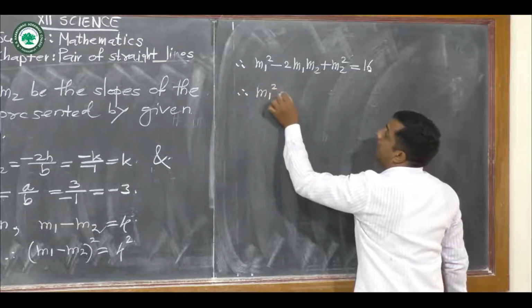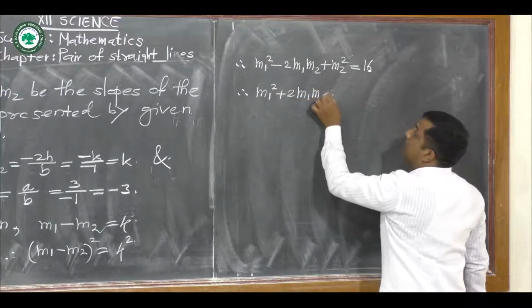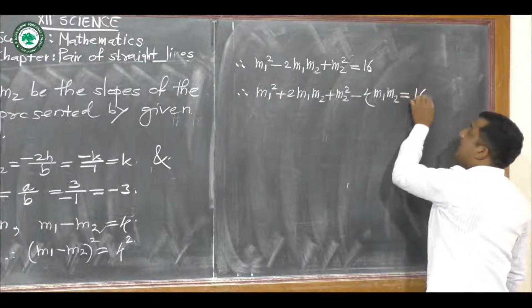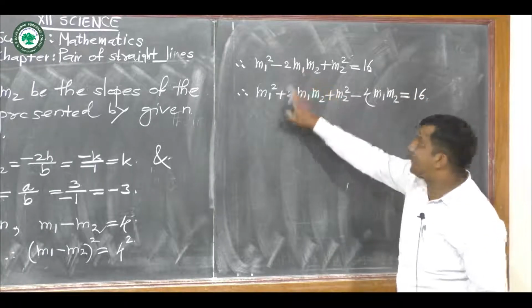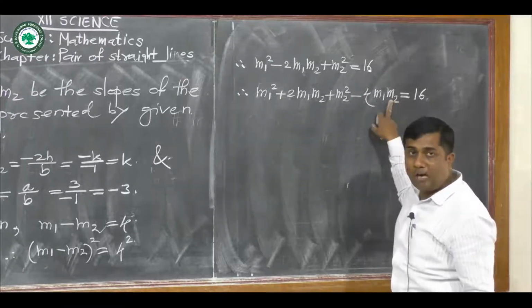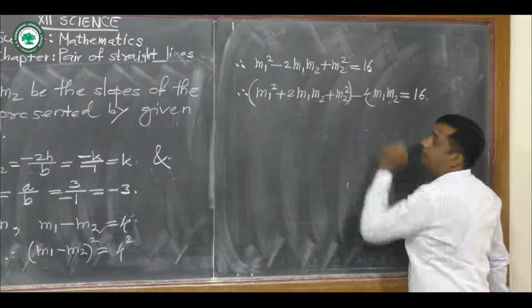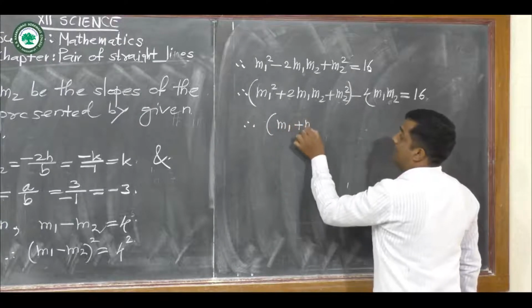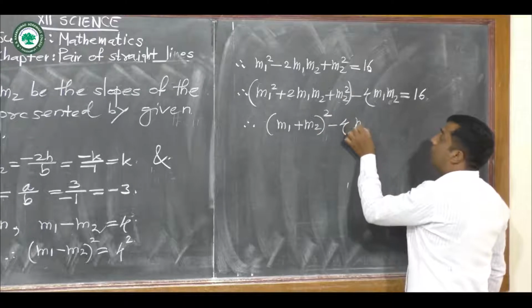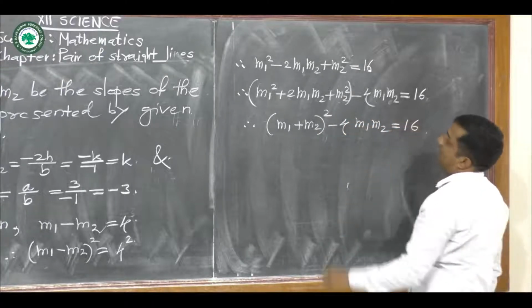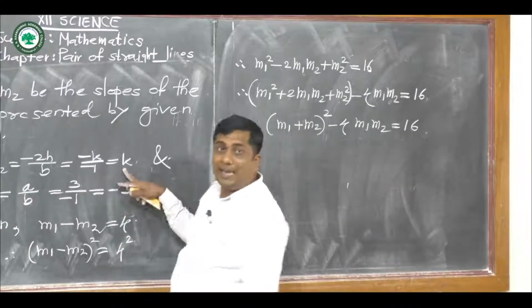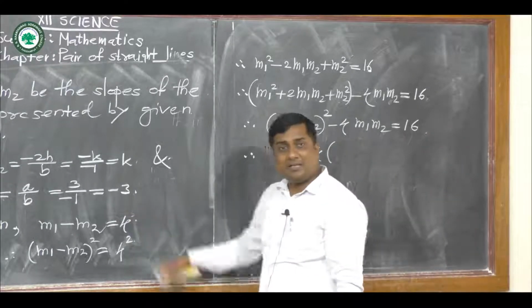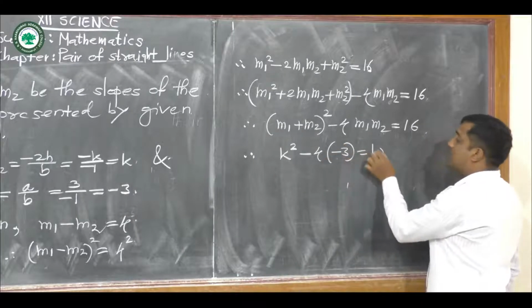Here we consider one adjustment. I write m1 square plus 2 times m1 m2 plus m2 square minus 4 times m1 m2 is equal to 16, since minus 2 m1 m2 is 2 times m1 m2 minus 4 times m1 m2. Now we know m1 square plus 2 m1 m2 plus m2 square is (m1 plus m2) square, so (m1 plus m2) square minus 4 into m1 m2 is equal to 16. We know m1 plus m2 is k and m1 m2 is minus 3, so we get k square minus 4 into minus 3 is equal to 16.